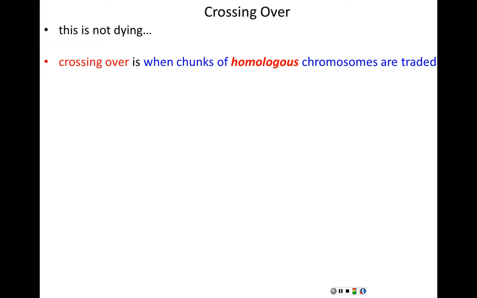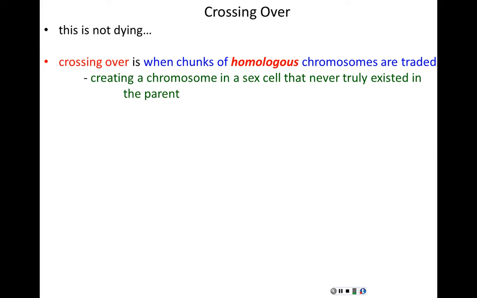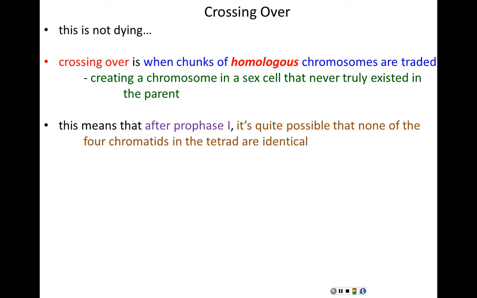Well, crossing over is when large regions of homologous chromosomes, not identical, homologous chromosomes, are traded between each other. This creates chromosomes in sex cells, because this is unique to meiosis, that never truly existed in the parent. Think about that. The level of variability, the reason why parents can have 14 kids and none of them are identical to one another unless they're identical twins, is because of this genome shuffling.